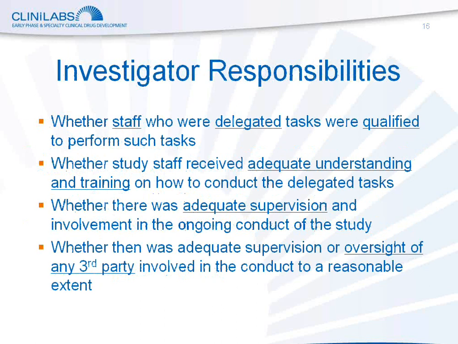So what are some of the responsibilities that the investigator has? One of the key ones is the staff that the tasks are delegated to needs to be qualified, and the PI needs to make sure that they meet those qualifications. Whether they have adequate understanding and training on how to conduct the study. Whether they are being adequately supervised in the ongoing conduct of the study, and also oversight of any third-party investigators or providers of services, be it x-rays or lab or anything else. The PI has ultimate responsibility for that as well.